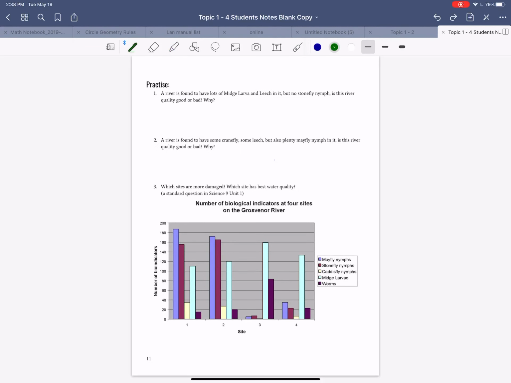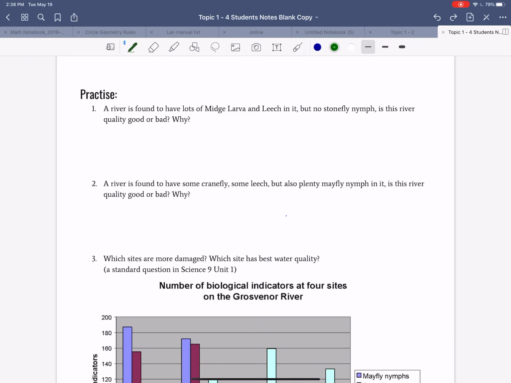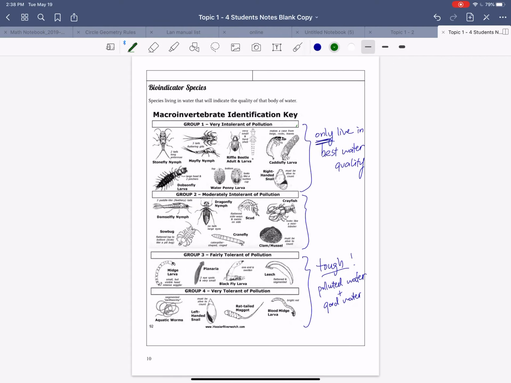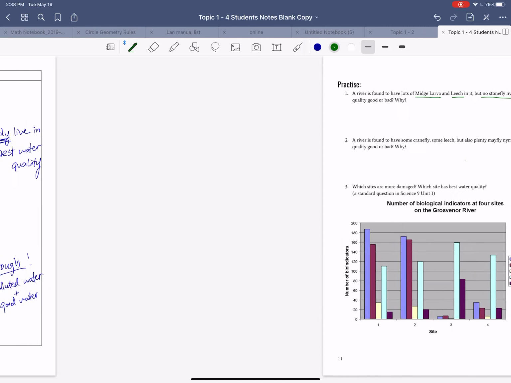First question there. A river is found to have lots of midge larvae and leech in it, but no stonefly nymph. Is the water quality good or bad? Okay, so there are 3 things we need to look for. So, midge larvae and leech, but no stonefly. Okay, where's midge larvae? There we go. And what? Leech.